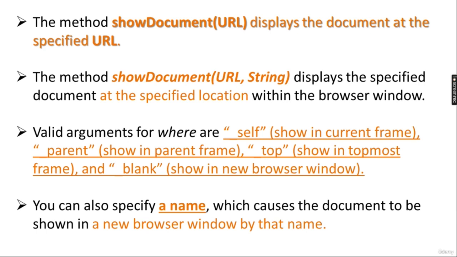Valid arguments for where are _self, showing the current frame; _parent, showing the parent frame; _top, showing the topmost frame; and _blank, showing a new browser window. So you have to remember these arguments to pass. You can also specify a name, which causes the document to be shown in a new browser window by that particular name.